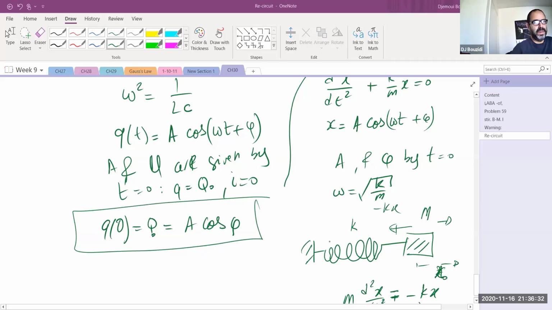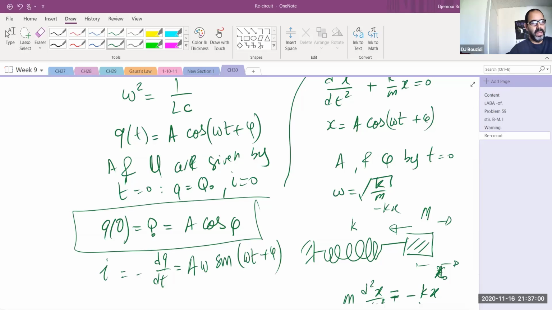So this is the expression at t equal to 0 for the charge. We need to find the current. Remember, the current I is equal to minus dq over dt. And minus dq over dt, the derivative of cosine is a minus sign, times minus is going to be positive. So it's going to be A times omega times the sine of omega t plus phi.